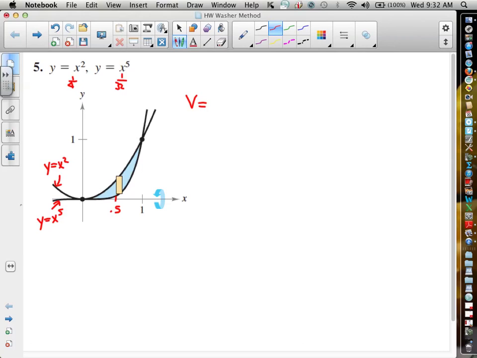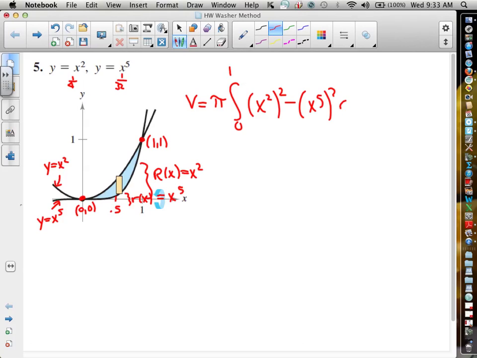So my volume formula then will go from, my rectangle ranges from 0 to 1. So my bounds of integration are 0 to 1. My big radius is the top of the rectangle, which is x squared. My little radius is going to be the curve that the bottom end of the rectangle touches, which is x to the fifth. So it's the big radius squared minus the little radius squared. So as I square these two values, I'll have x to the 4th minus x to the 10th.